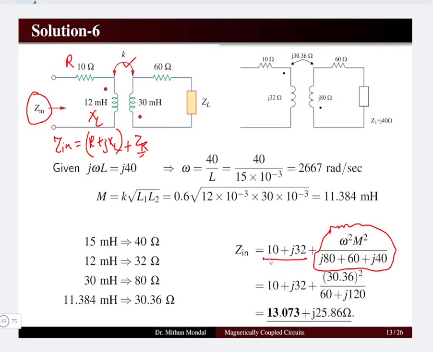This is the impedance of the primary side, which is given by R plus jXL on the primary side, and this is ZR, which is the reflected impedance coming from the secondary side. So we have discussed this in the theory class in detail, how this reflected impedance is coming from the secondary to primary. So we can obtain the input impedance of this network using the formula of the reflected impedance.